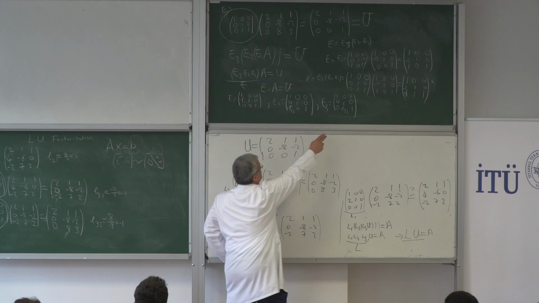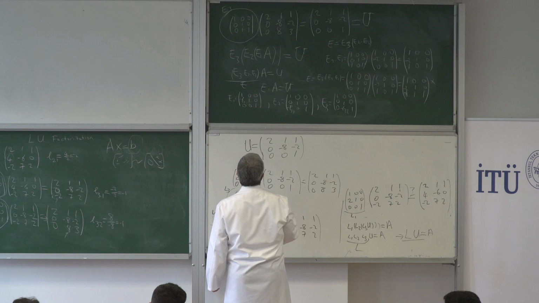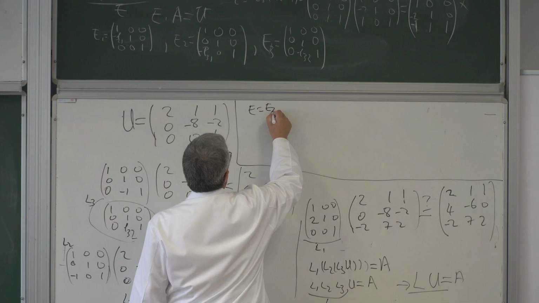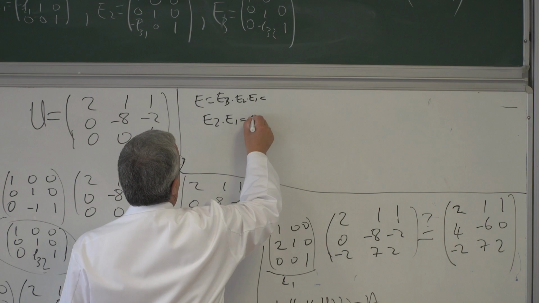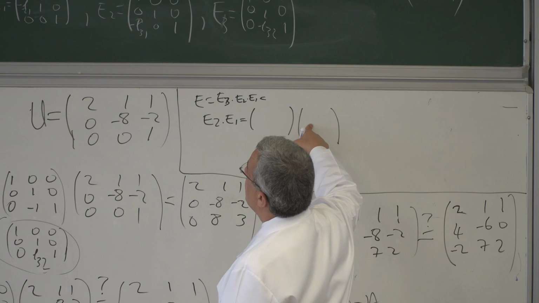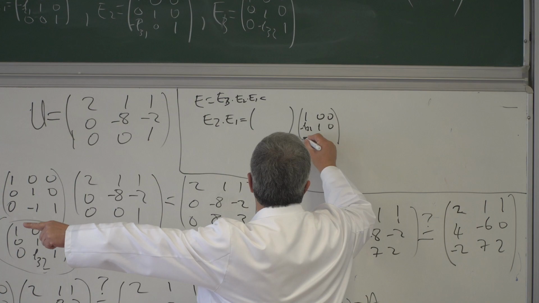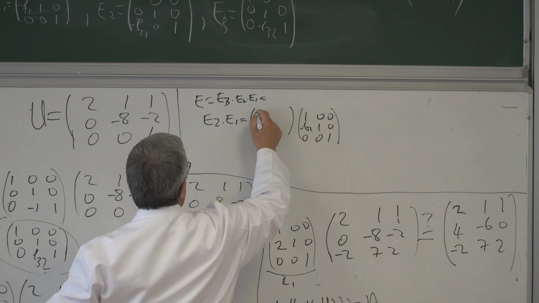E is equal to E3 times E2 times E1. Now I'm doing it symbolically. Okay, so what is E2 times E1? Okay, in the right order. Please tell me that. So what is E1? I circled it there. So 1, 0, 0, minus L21, 1, 0, 0, 0, 1, and E2 is 1, 0, 0.